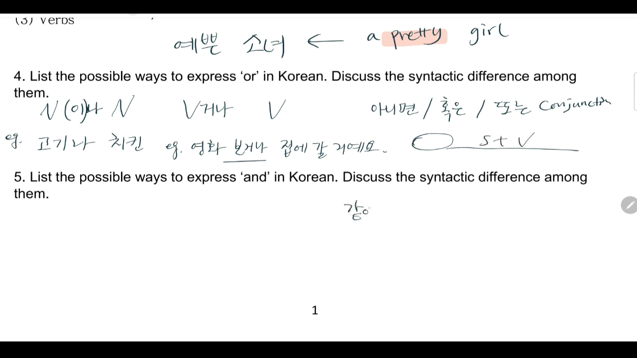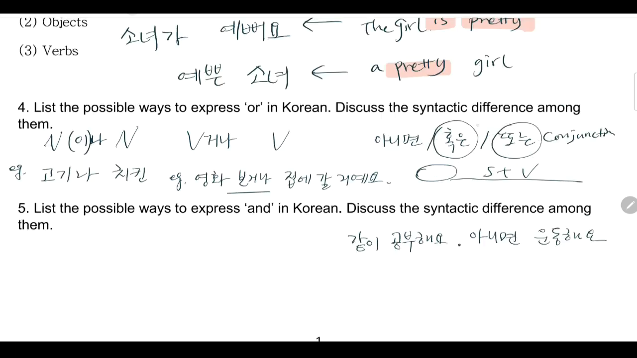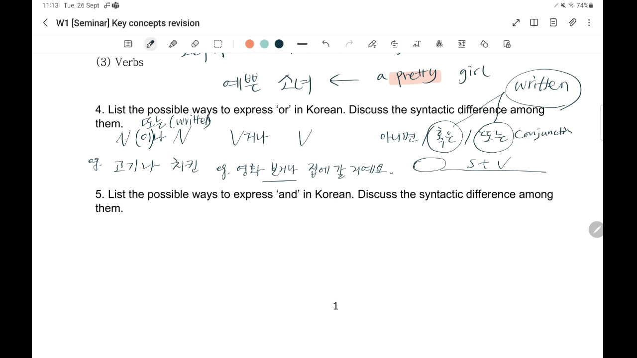같이 공부해요. 운동해요. Let's study together. Or let's exercise. So 아니면 or 혹은 or 또는, you have to put it at the beginning of the sentence and it's a conjunction. 혹은 or 또는 sound quite like written form, so it's good to use for your essays, isn't it? And 합시다. And what do we have?